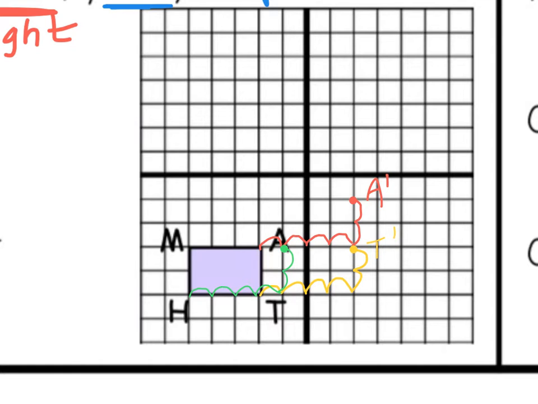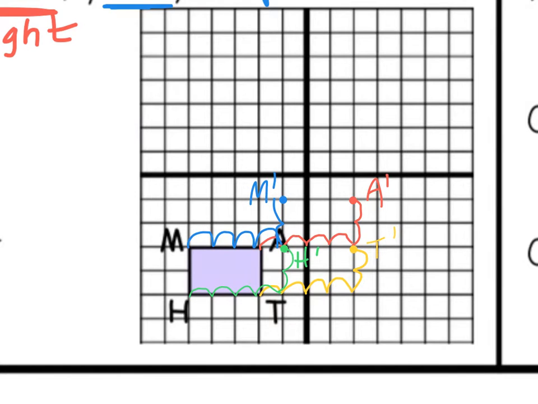And that'll be H prime. Okay, and then our last point is M. Same rule, 4 to the right and 2 units up. And that puts us right here. And that is M prime.